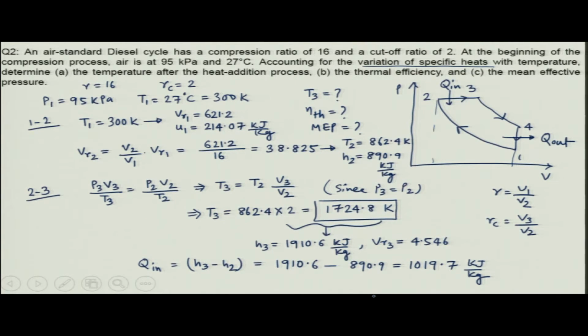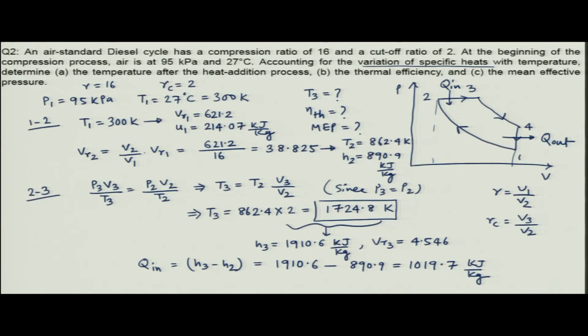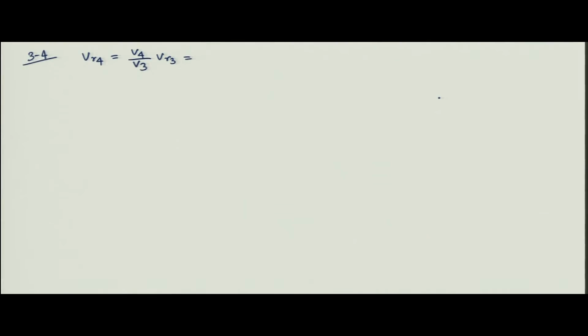Now, I will go to the next process, that is 3 to 4 isentropic expansion process. For process 3 to 4, I can write VR4 in terms of VR3. So, V4 upon V3 multiplied by VR3. Now, V4 upon V3 is basically, V4 is nothing but V1 and V3 is 2 times V2. So, I can write V3 as 2 times V2 and V4 as V1.